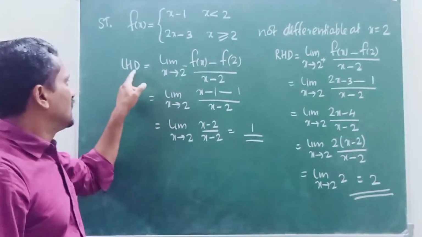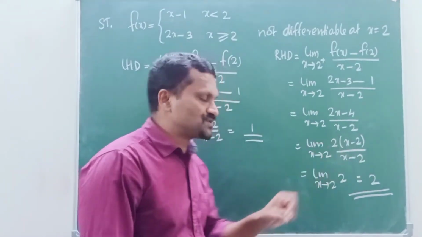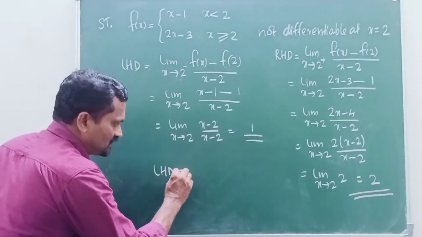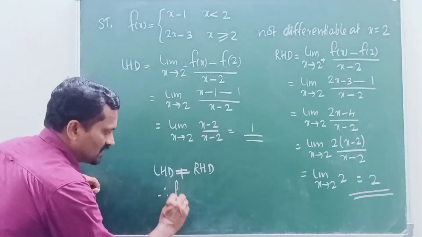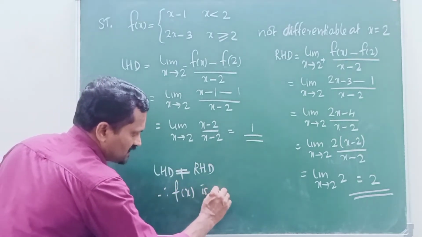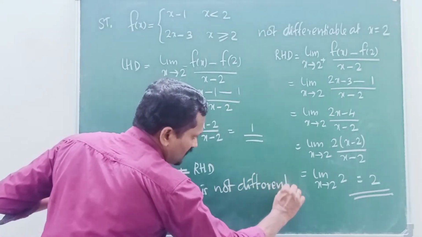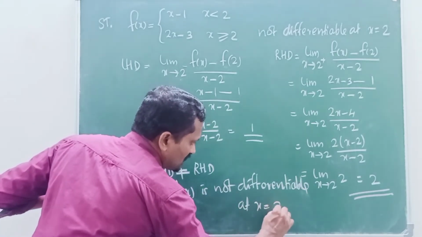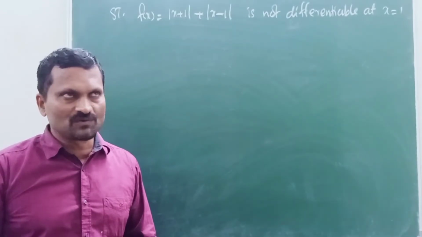Here left derivative is 1 and right derivative is 2. Therefore LHD, left hand derivative, is not equal to right hand derivative. Therefore f of x is not differentiable at x is equal to 2. We move to the next question.